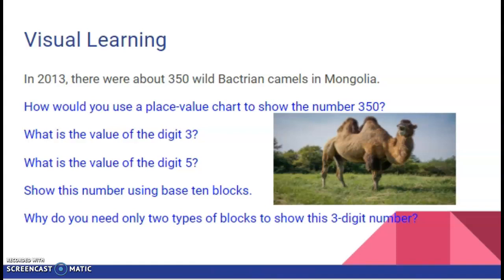So in this particular case, in 2013, there were about 350 wild Bactrian camels in Mongolia.